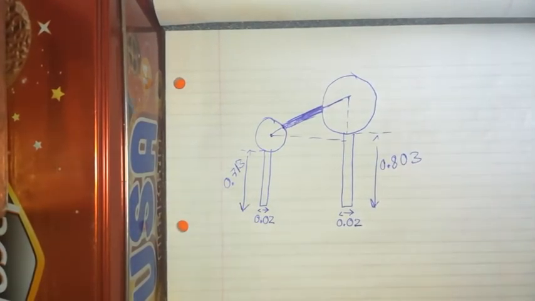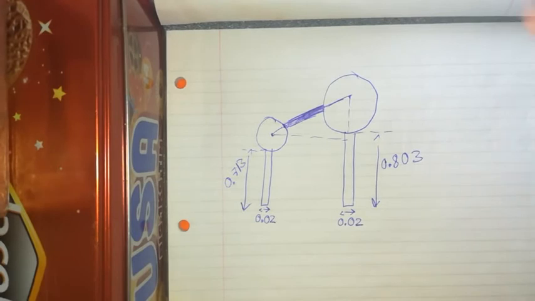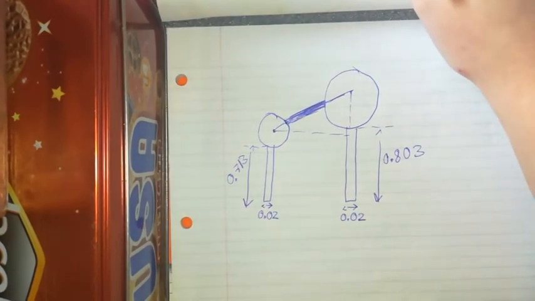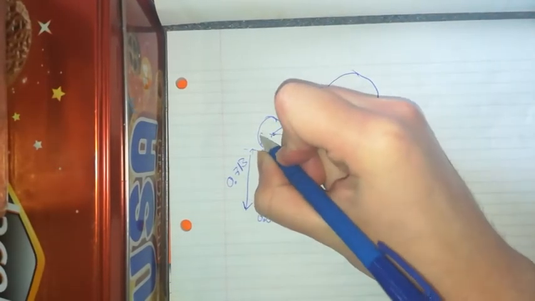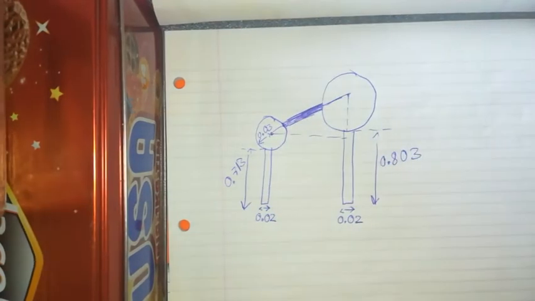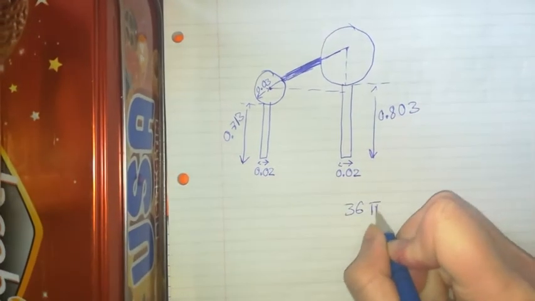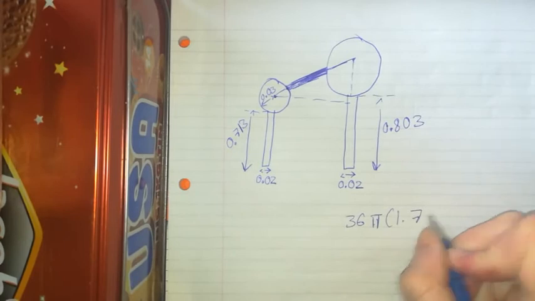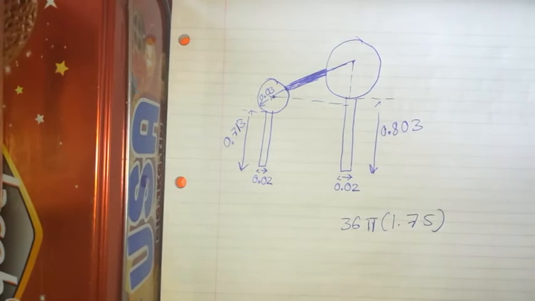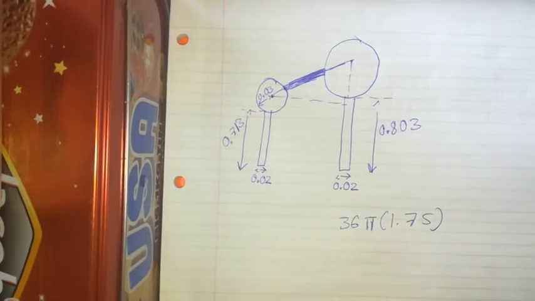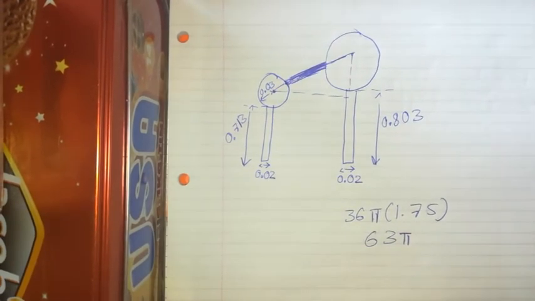I also can get the radiuses. So the radius of bar A, I was told in the first part, was 3 centimeters, so the radius in meters would be 0.03. And because I know the volume of sphere A is 36 pi, and the volume of sphere B is by 1.75, so 36 by 1.75, it's going to be 63 pi. That's the volume of sphere B.